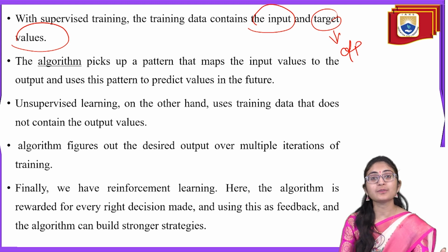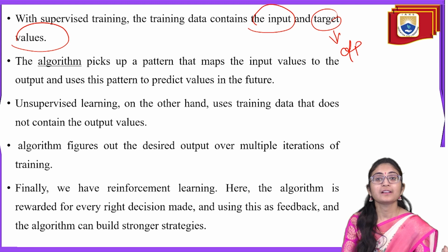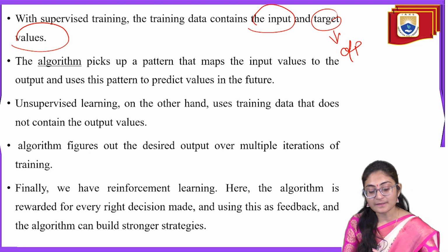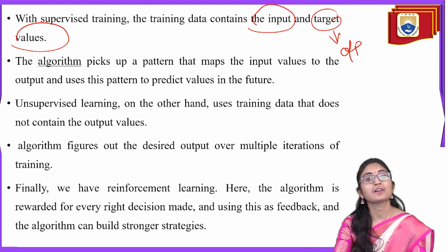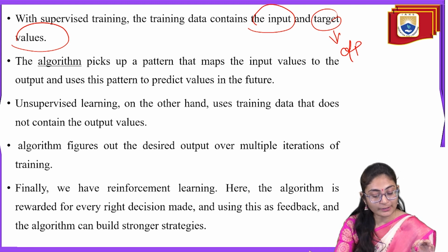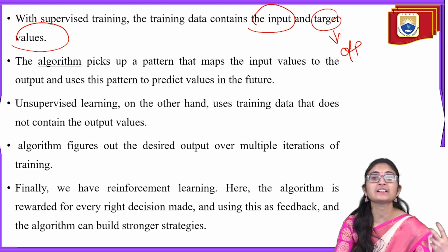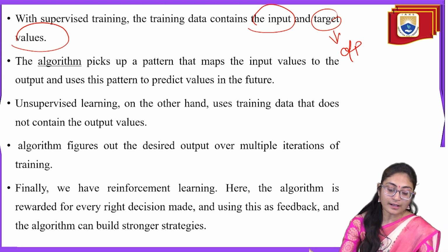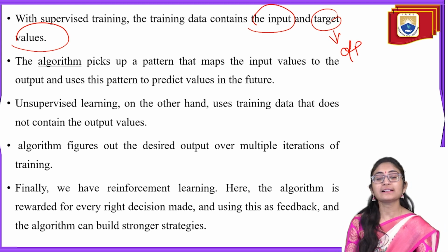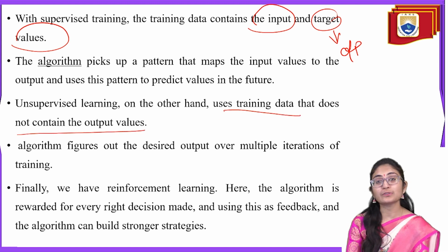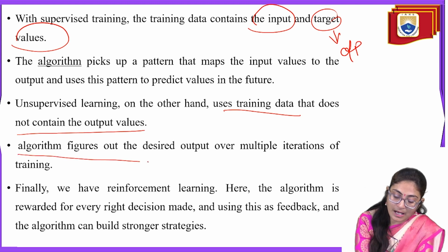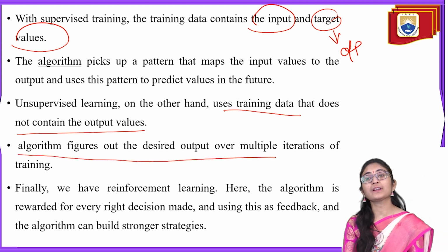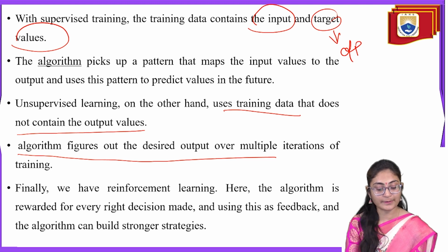Generally, in this algorithm, your algorithm will pick up some of the patterns, and that pattern will map some of the input values into the output values, and you will use this pattern for predicting some values. Unsupervised learning, on the other hand, uses training data that does not contain the output values, and the algorithm figures out the desired output over multiple iterations of the training.